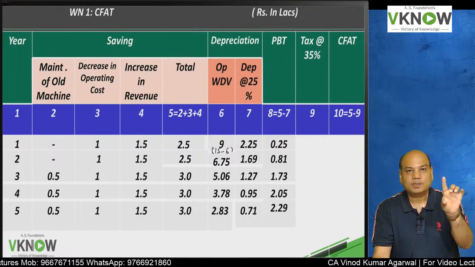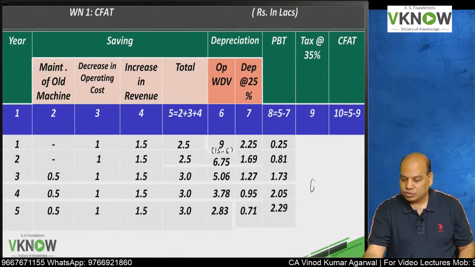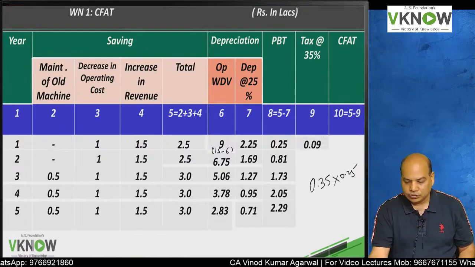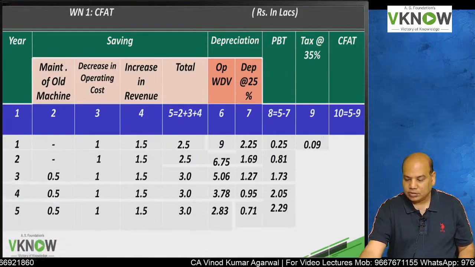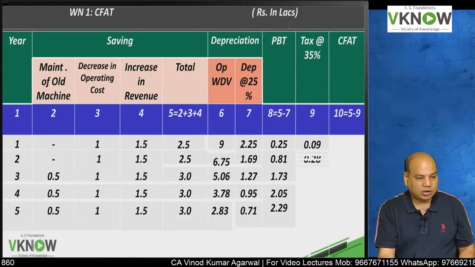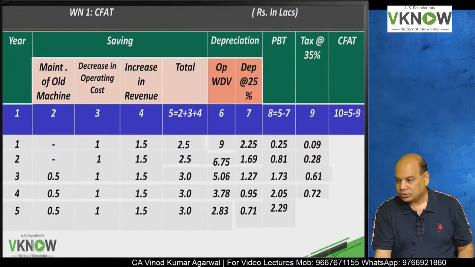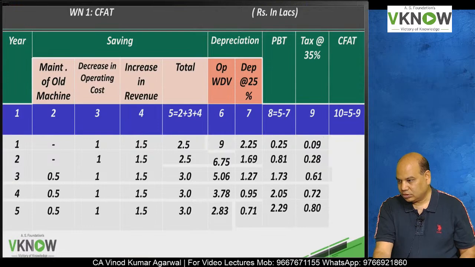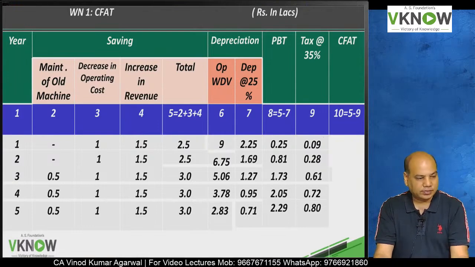Now for tax, the first number you type is 0.35 into 0.25. First time you should type 0.35 into 0.25, and then you just have to type the number and press equal to. You will get the answer. So tax in the first year is 0.09, then 0.81 press equal to, 1.73 press equal to. Now type the number, press equal to, and finally we have reached the destination.